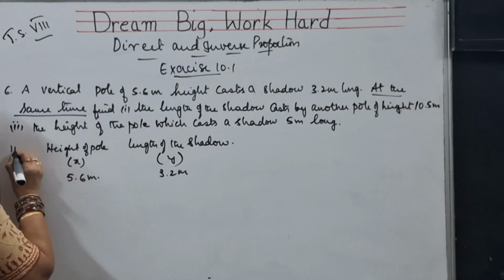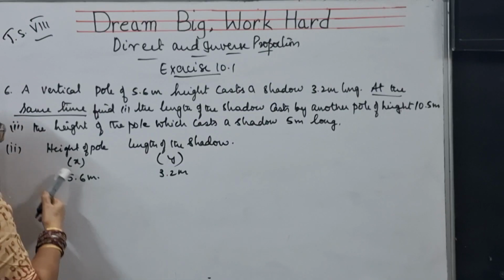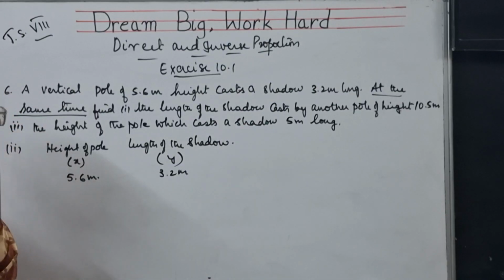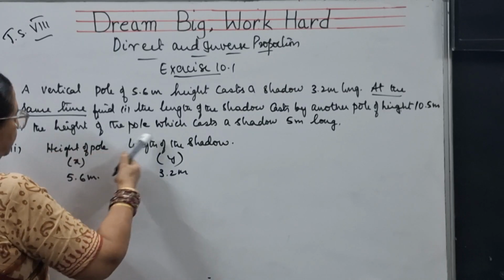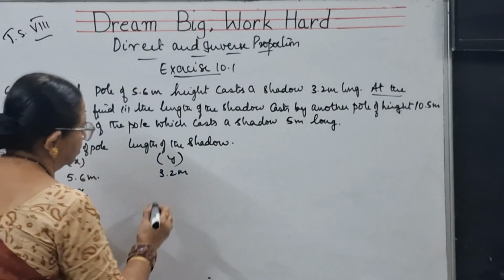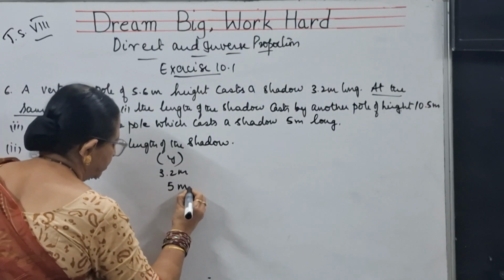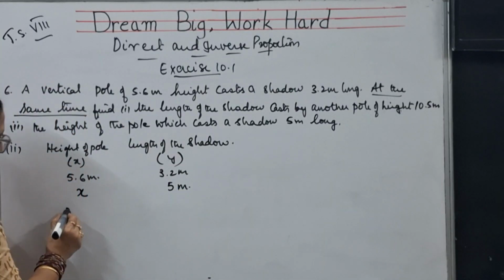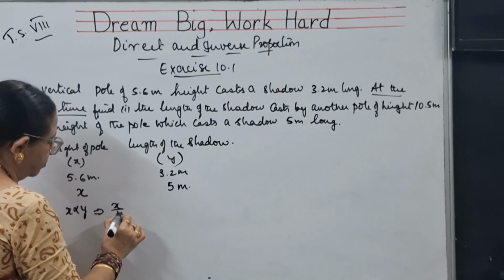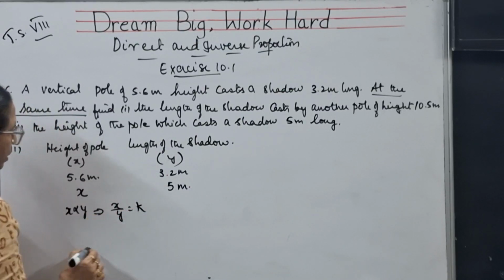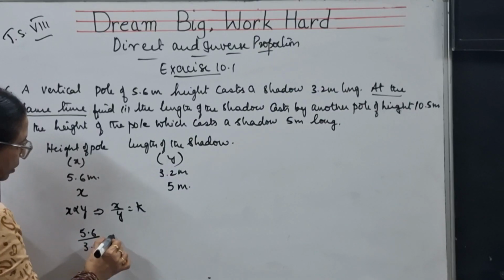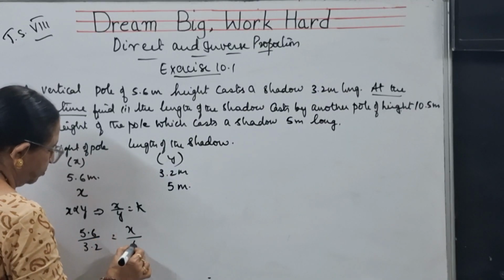Now second bit, children. 5.6 meters is casting 3.2 meters length of the shadow. Then what is the height of the pole? Height of the pole they are asking, x, which casts a shadow of 5 meters. So x is directly proportional to y. This implies x by y is equal to k. So 5.6 by 3.2 is equal to x by y.